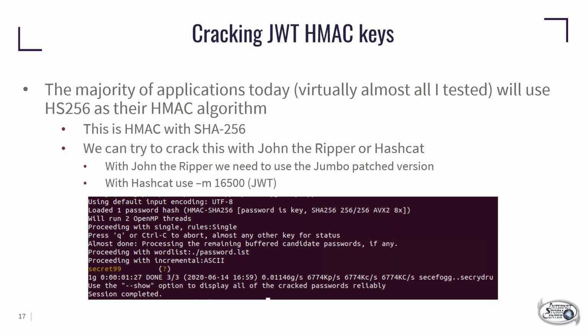If you use John the Ripper, just make sure that you have the jumbo patched version, and all you need to do is store your JSON Web Token into a file and then try to crack it. You can do the same thing with Hashcat, so all of those nice cracking rigs or Bitcoin mining rigs that you have can also be used in order to crack JSON Web Tokens as well. This is also very, very dangerous.